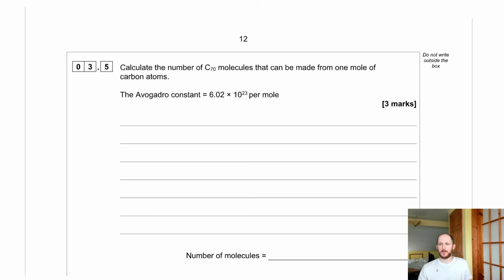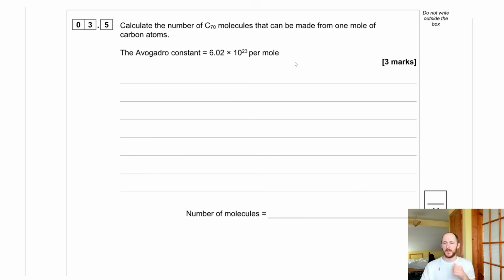Calculate the number of C70 molecules that can be made from 1 mole of carbon atoms. Okie doke. So remember what a mole is. A mole is a certain quantity of a certain type of atom. So when we come across something like this, what we have is 1 mole of carbon atoms. So that's not 1 mole of the C70 molecules. Now, how many moles of C70 would we have?